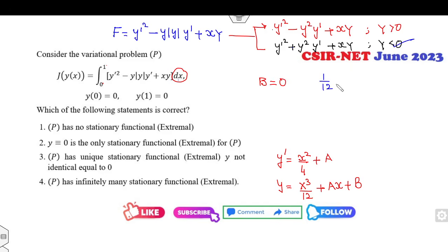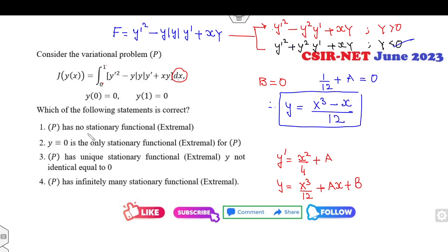That means 1 over 12 plus a is equal to 0. So my solution is x cube. A is my minus 12 over this. Fine. So clearly y is equal to 0 is the only extremal. That's the wrong answer. It has no stationary tensor. There is no arbitrary constant involved.